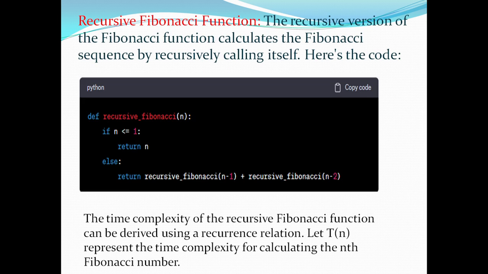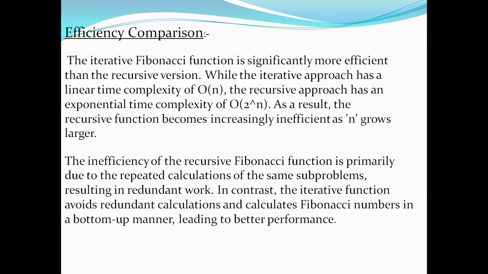Now the recursive Fibonacci function approach is given. The recursive version of Fibonacci calculates the Fibonacci sequence by recursively calling itself. Here the code is as follows. So the code is given in the black box which describes the recursive Fibonacci function. The time complexity of the recursive Fibonacci function can be derived using a recurrence relation. Let T(n) represent the time complexity for calculating the nth Fibonacci number. The efficiency comparison: the iterative function is significantly more efficient than the recursive version.